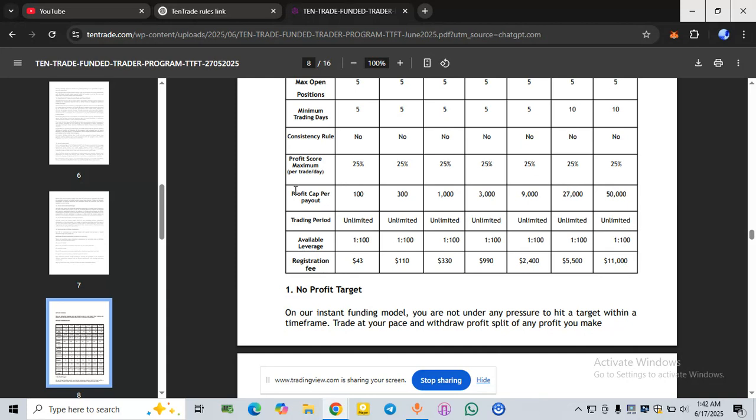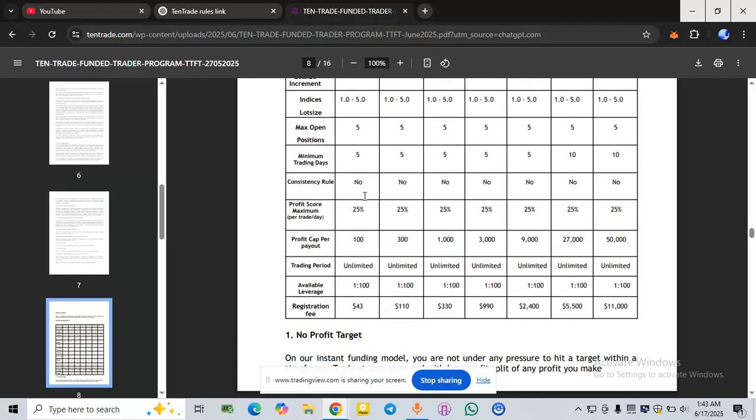So as you can see, they now have profit cap payouts over here. So if you make, let's say for example, $150 on a 1k account, you are only eligible to make a withdrawal from $100. So they will give you 70, then collect 30. The other one is going to be scrapped, and your account is going to be reset back to 1k. Then you start trading all over again.